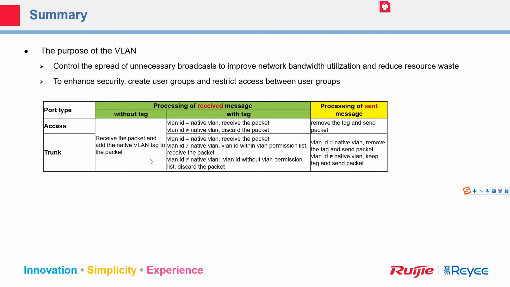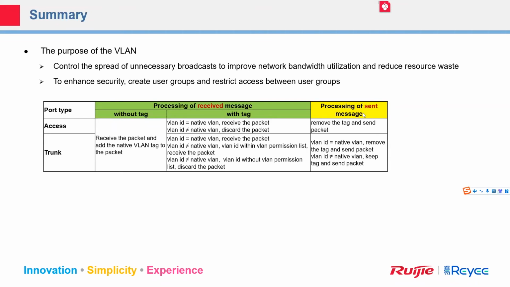But for the trunk, when we receive packets with VLAN information, we also compare with our native VLAN. If the native VLAN is the same, we will receive. If the VLAN ID is different, we will check the VLAN against our permission list. If it is in our permission list, we will receive. If not, we will discard the packets. So pay attention to this part.